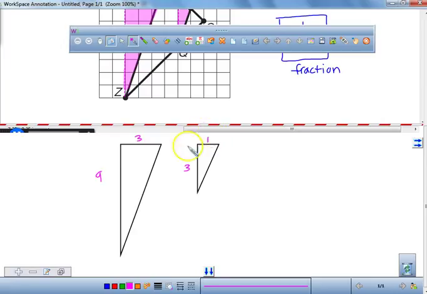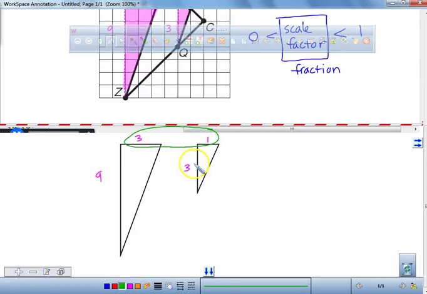I want you guys to carefully compare these sides and these sides. If 3 goes to a 1 and 9 goes to a 3, that is definitely a reduction. It's a reduction by what scale factor? What would I have to multiply a 3 by to get it equal to a 1? 3 times what is a 1/3? That's right.